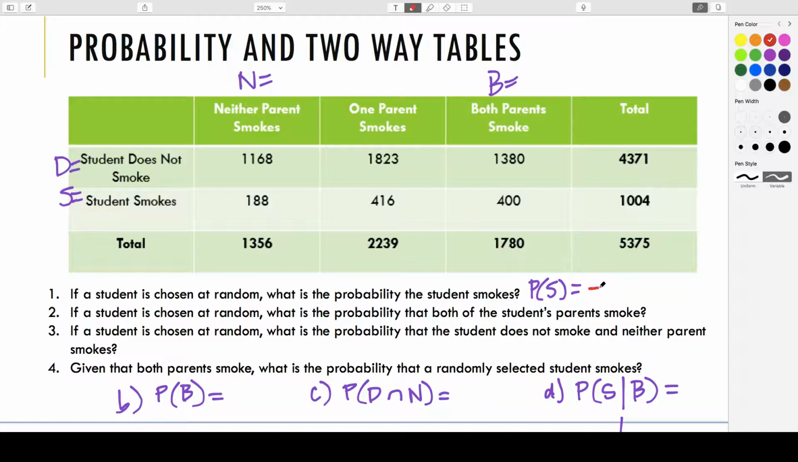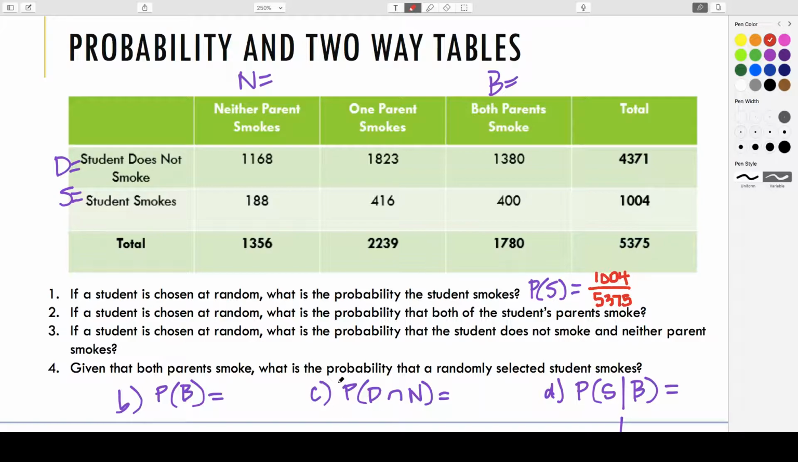All right, so what am I taking this out of? 5,375. So close. Yes, because it's out of the total. And then what's the top number? 1,004. That's how many smoked in the sample. Good. Done. Or you can do decimal if you like decimals.